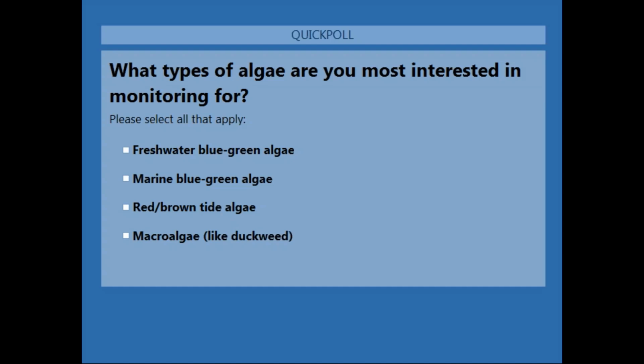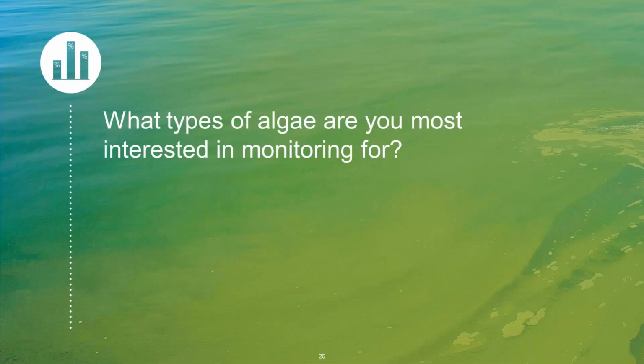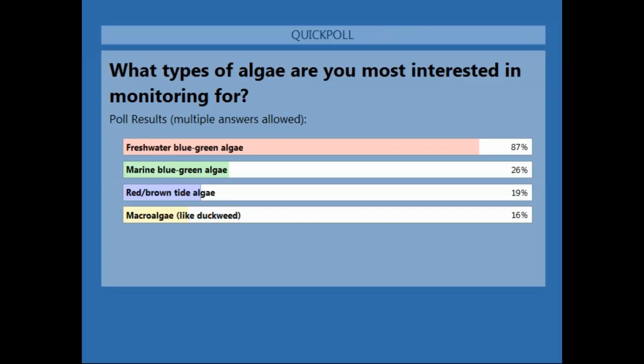Okay, really good turnout on this poll. Looks like about 85% voted, 86% actually. So not surprisingly, it does look like most of our audience is interested in freshwater blue-green algae. But I think you're going to find, no matter who you are, that a lot of what I'm going to discuss is going to be applicable to most of these types.